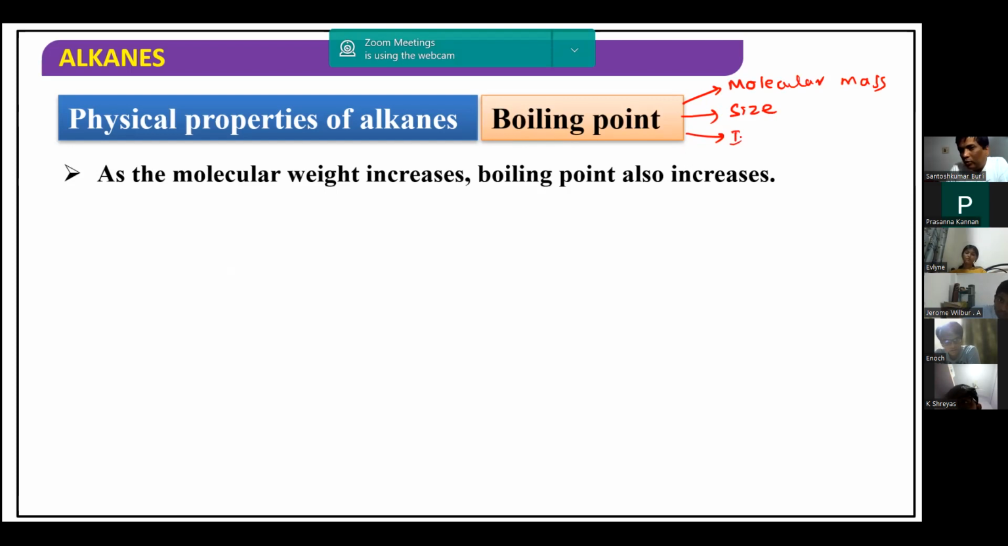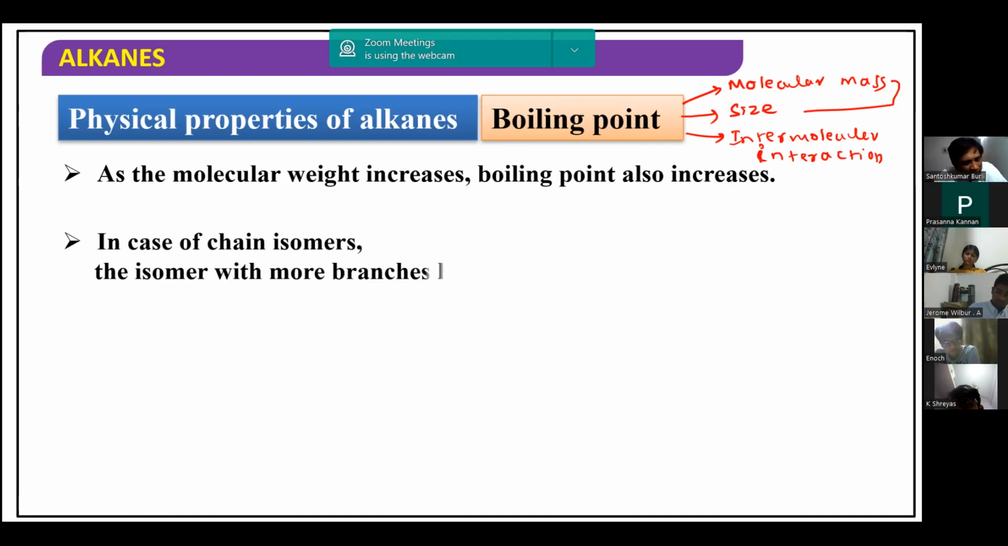Another is intermolecular interaction. In alkanes, intermolecular interactions are not much because only very weak van der Waals force of attraction is there. Therefore, we mainly consider size and molecular mass. As the molecular mass increases, size also increases, and the boiling point increases.